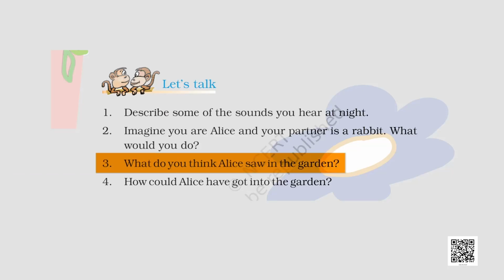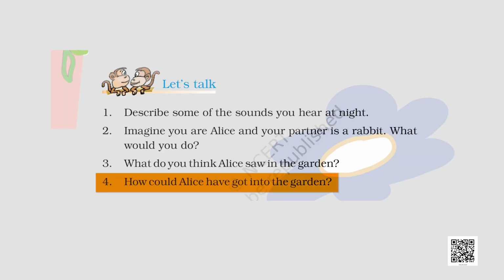Question number 3. What do you think Alice saw in the garden? We have discussed this before. She must have seen beautiful flowers, fountains, birds, butterflies, and so on. Talk to your friends about this too. Fourth question, how could Alice have got into the garden? Now you have to find some ways.